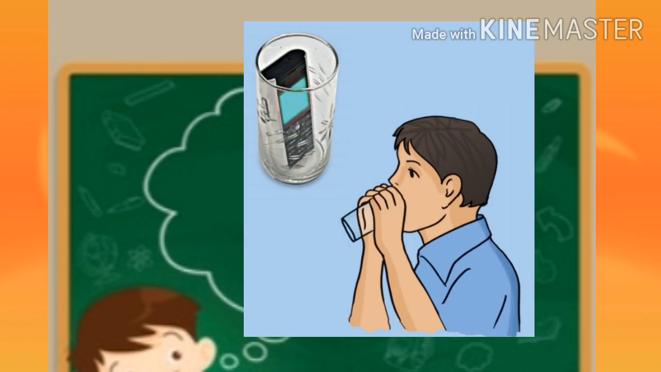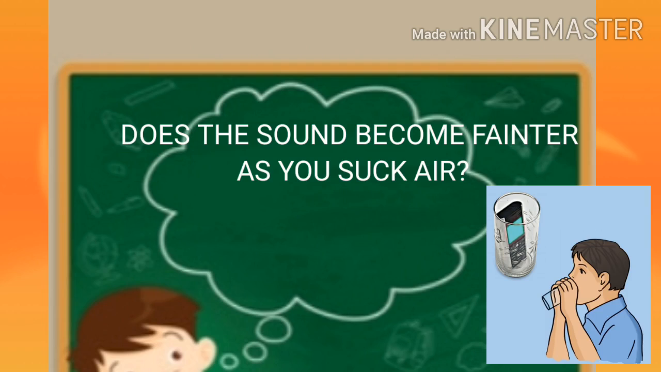Now indicate your friend to give a ring again, to the phone which is present inside the glass. Now listen to the ring while sucking air from the tumbler. When your friend gives the ring, we have to suck the air which is present inside the tumbler. Now the question arises: does the sound become fainter as you suck air? When we suck the air, the loudness of the sound decreases.